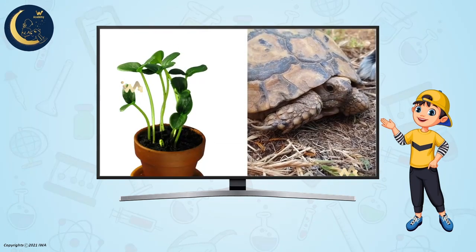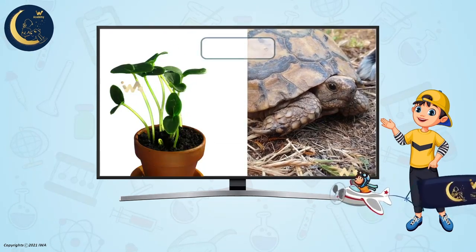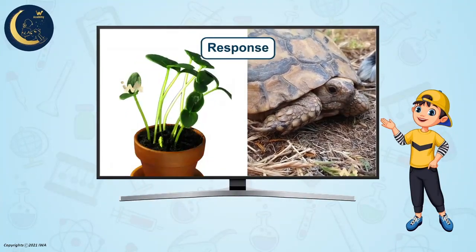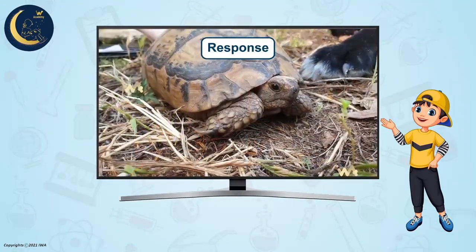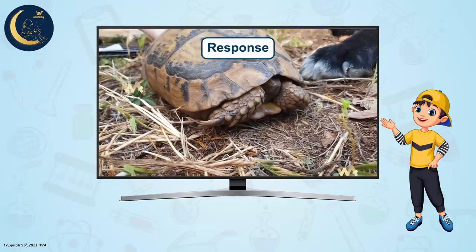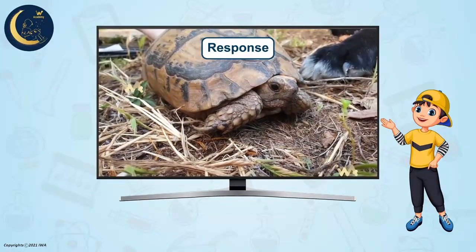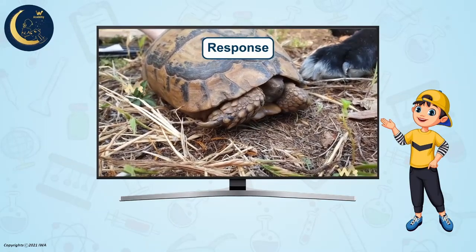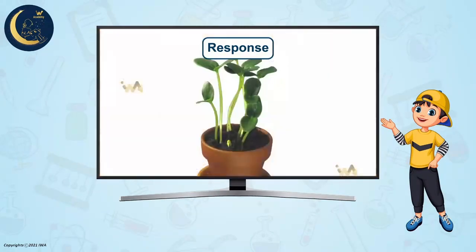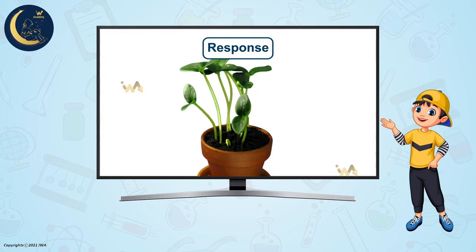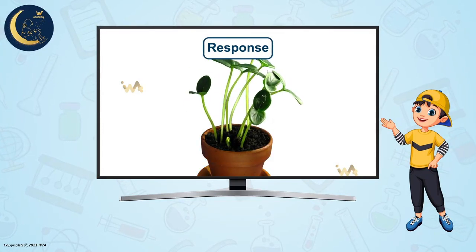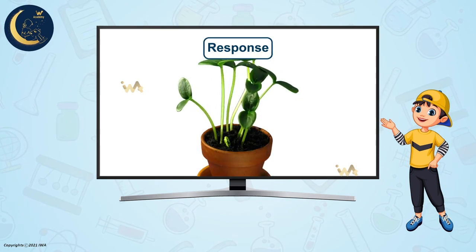And finally, my friends, all living organisms are able to respond. They respond to external influences. Look at this turtle. We see, my friends, that it hides when it senses danger. But plants respond to sunlight. They require it to grow and get bigger. We see that they always move in the direction of the sunlight.